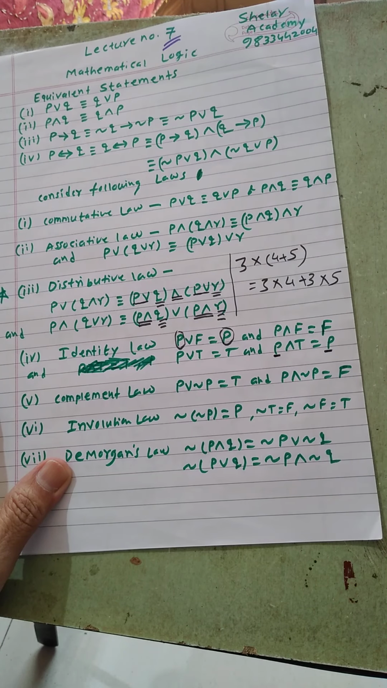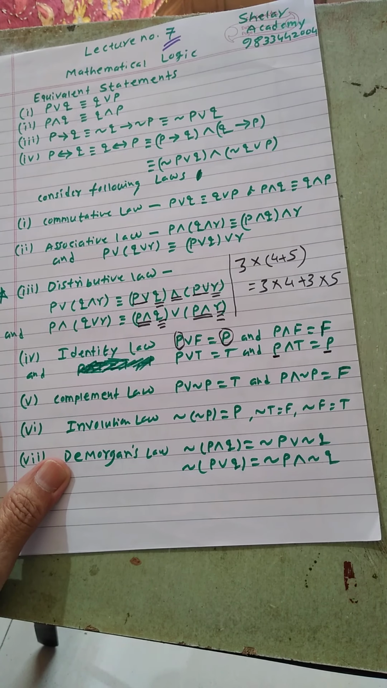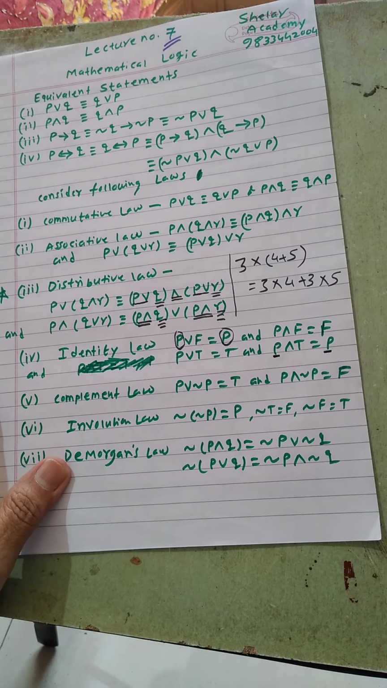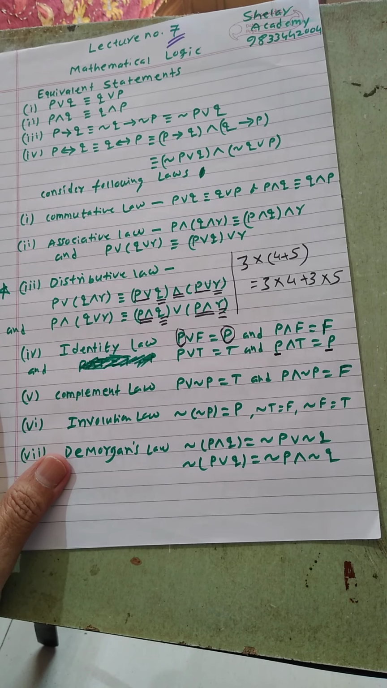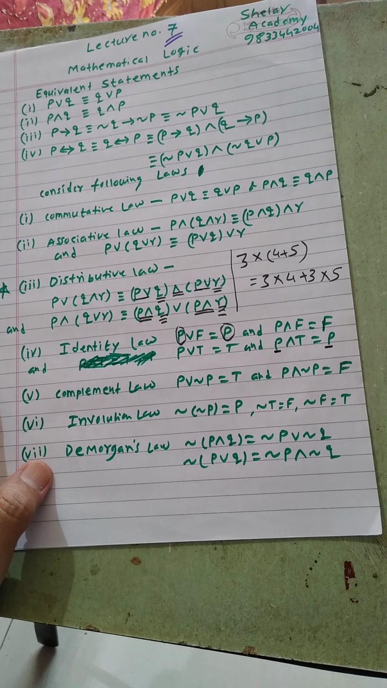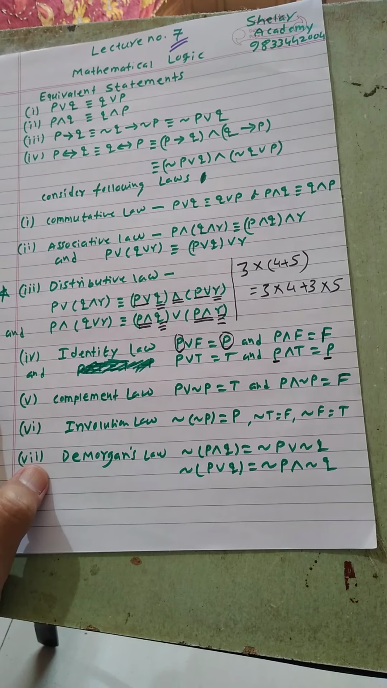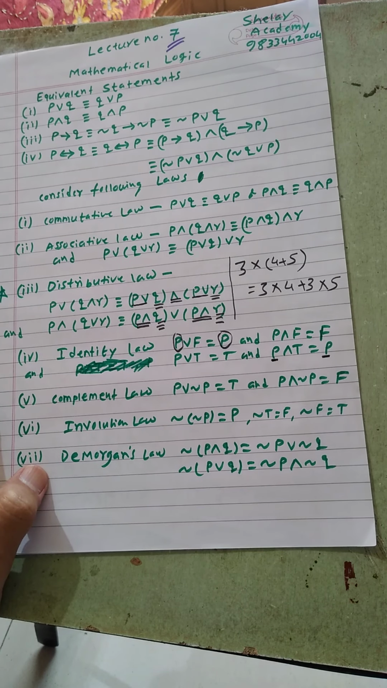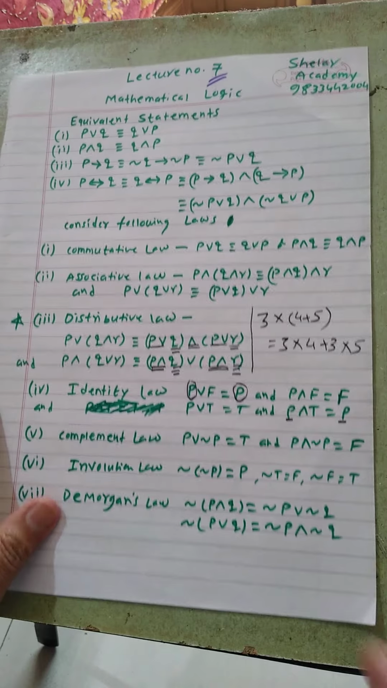Now, complement law. Complement law is P or negation P is equal to T, and P and negation P is equal to F. How to remember these rules? Consider P one time true, another time false, and then check the right hand side. Involution law: negation of negation P is equal to P. Negation of true is false, negation of false is true. And De Morgan's law: negation of P and Q is equal to negation P or negation Q. Negation of P or Q is negation P and negation Q.